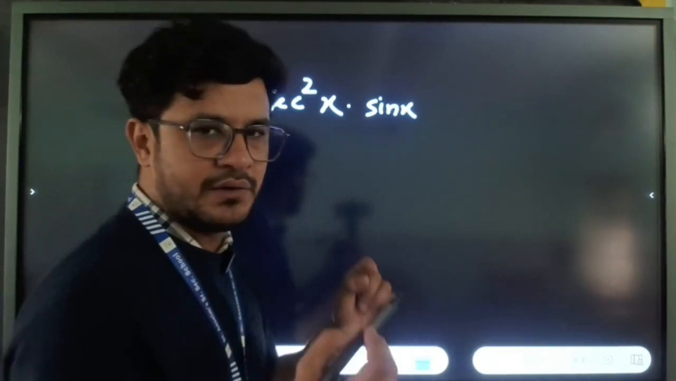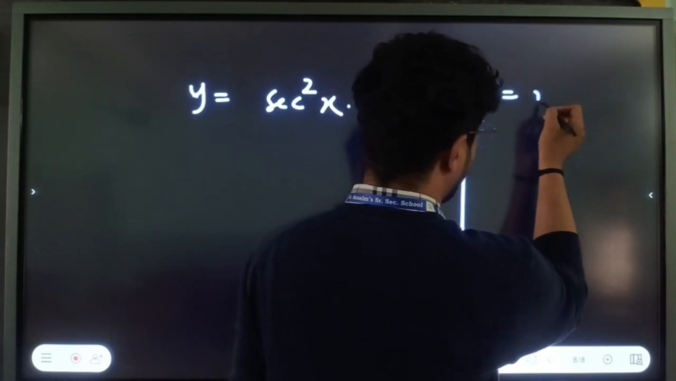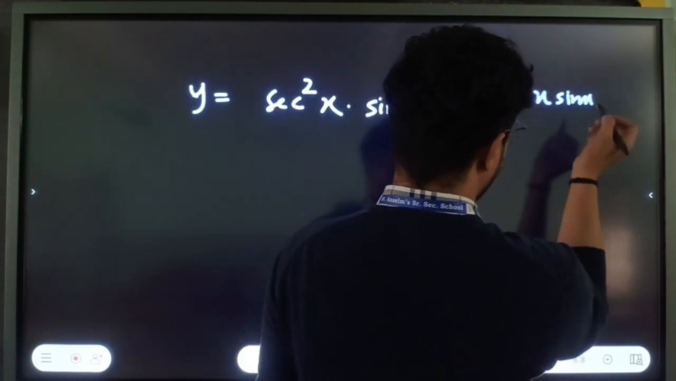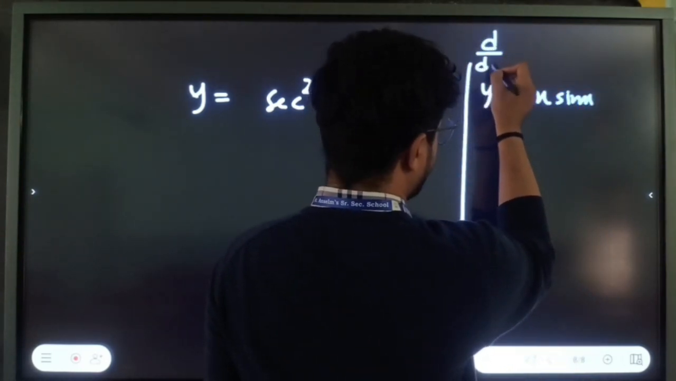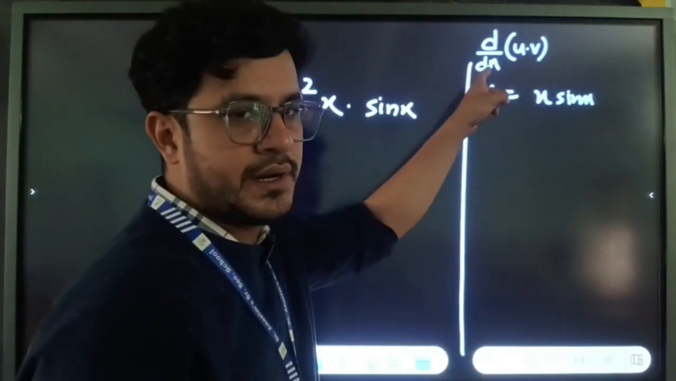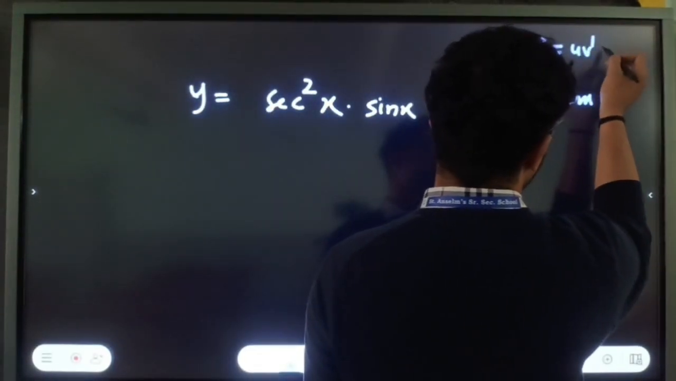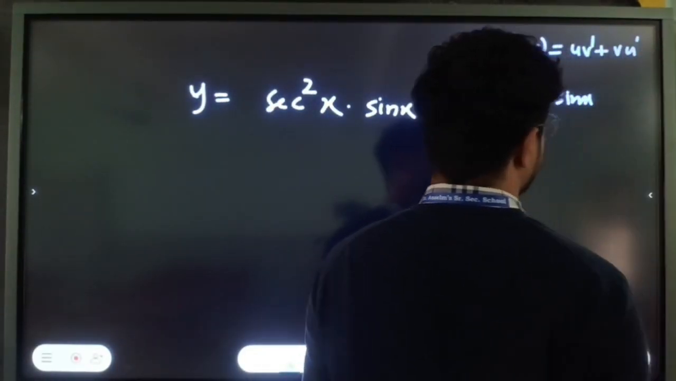But before this, I would like to give one basic example of this product rule. y equals x sin x only. So there is a rule, students. It is known as the product rule for derivative of u dot v. Again, it is listed in the formula. The product rule for u dot v is u v dash plus v u dash.